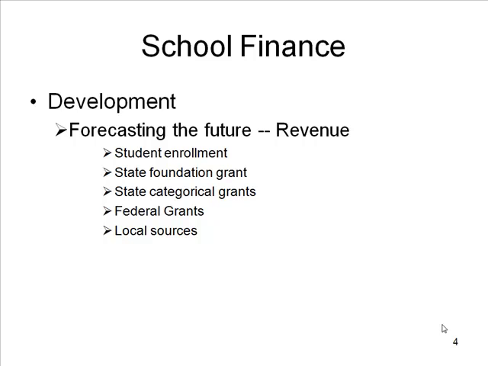Categorical grants are enhancement grants to help boards look at achieving specific goals within the educational structure. Federal grants also give the board opportunities to attack areas that might be in need of critical instructional processes. Local sources on the academy side usually are grants that come in from outside agencies or from local foundations that support your program and mission.